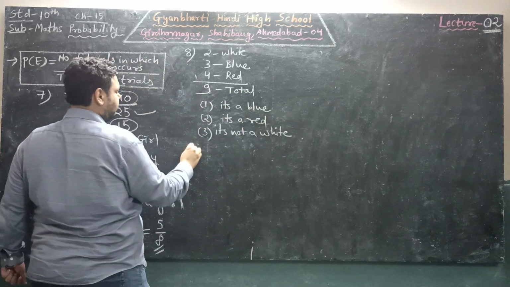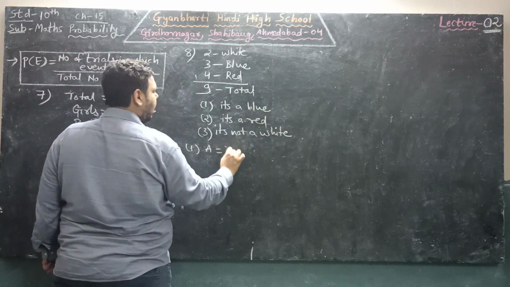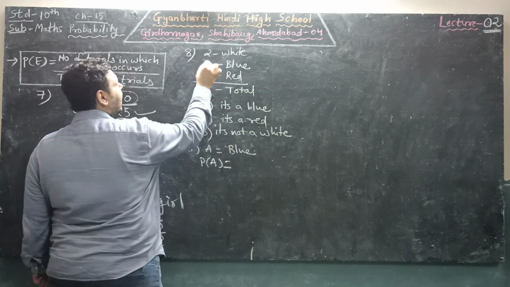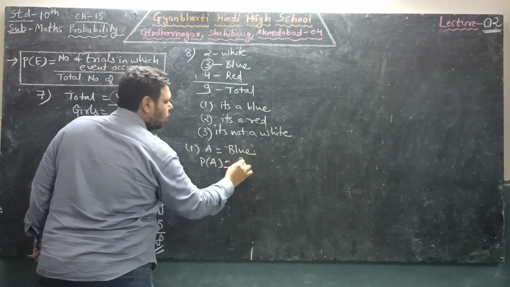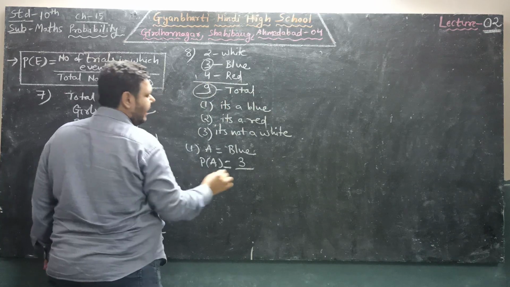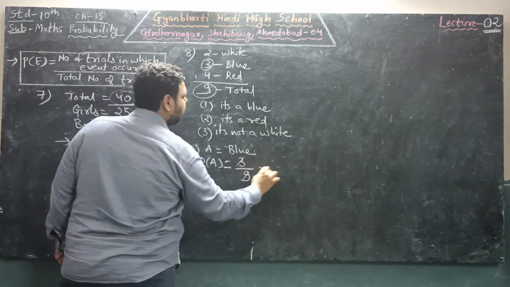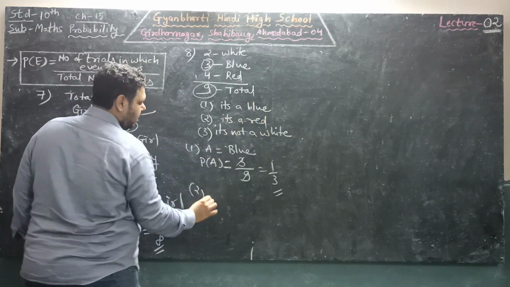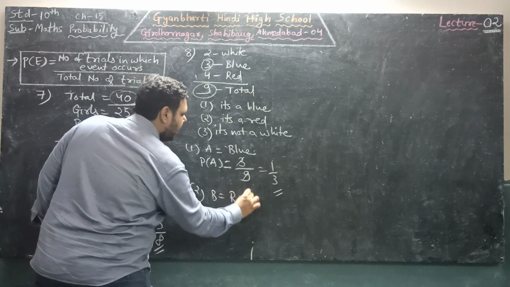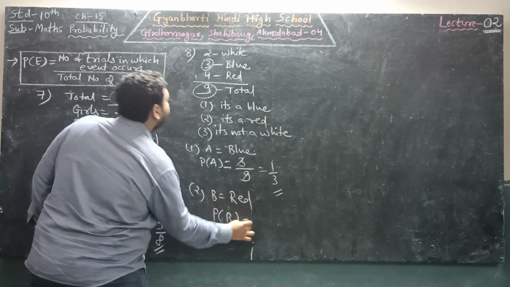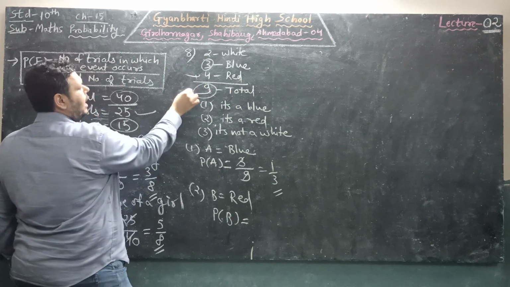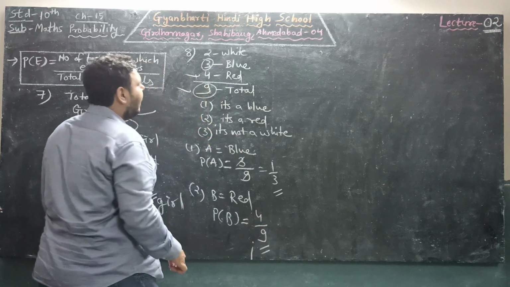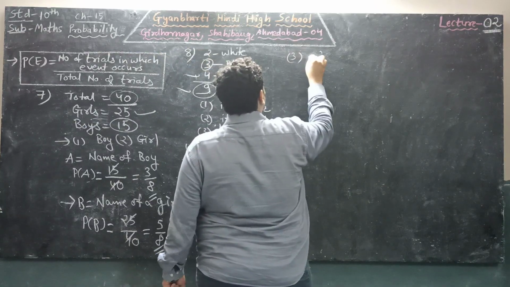So first, event A, blue marble. In all there are 3 blue marbles, and total marbles are 9. So 3 upon 9, so it will be 1 upon 3. Second, it's a red marble. So event B is red marble. Probability of B: there are total 4 red marbles and total number of marbles are 9. So 4 upon 9.